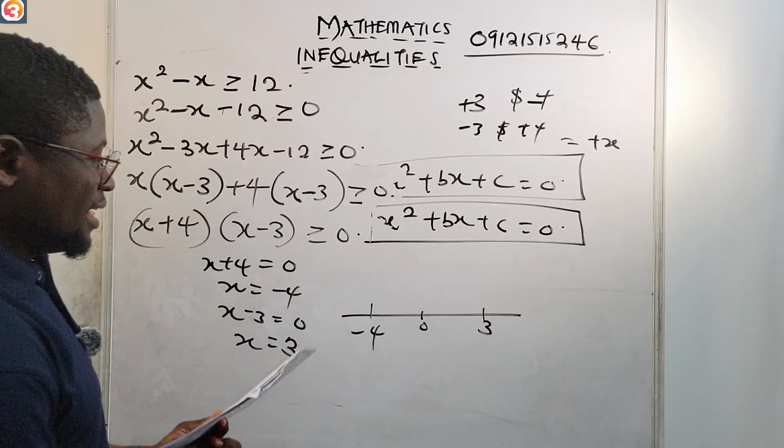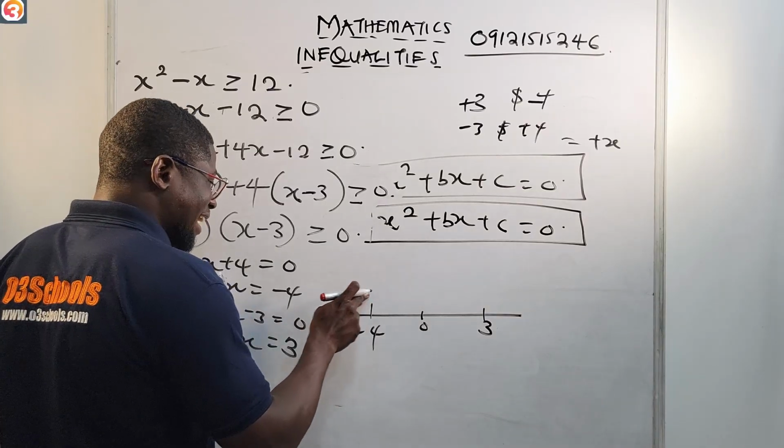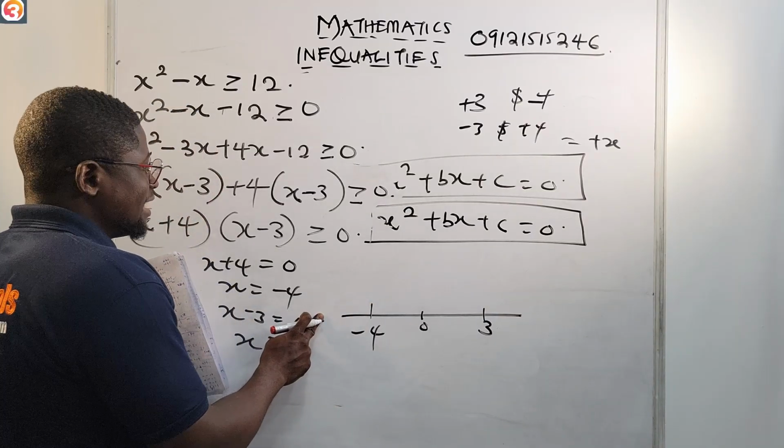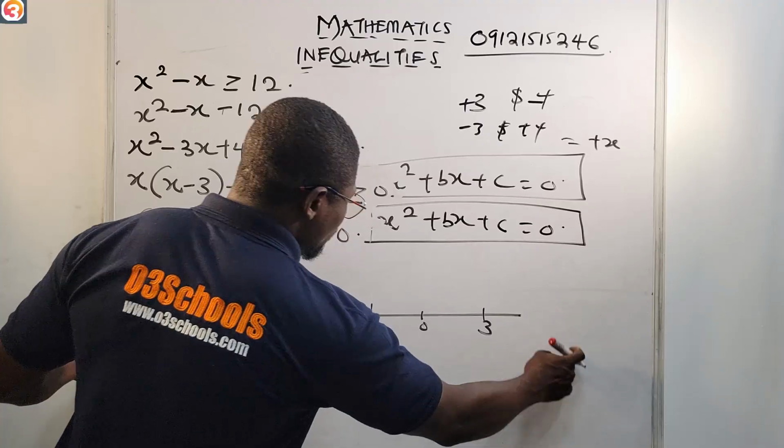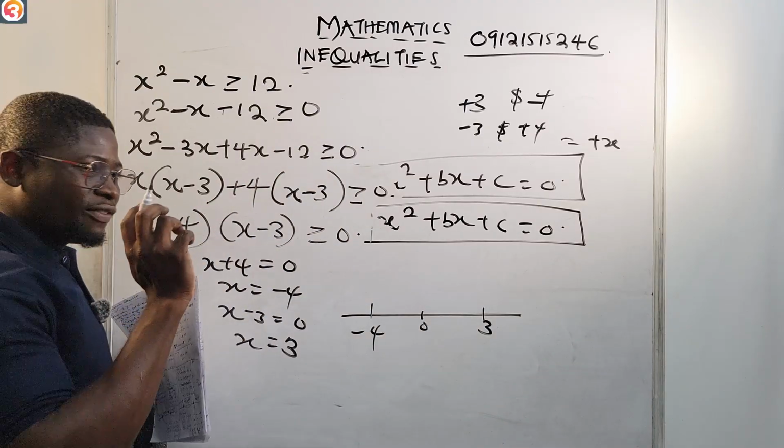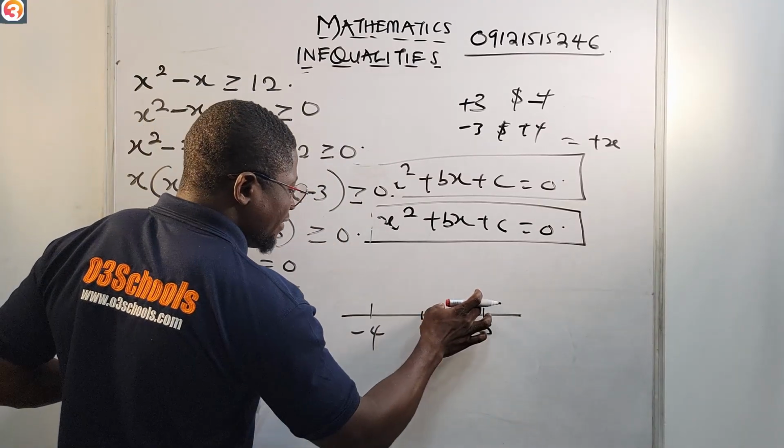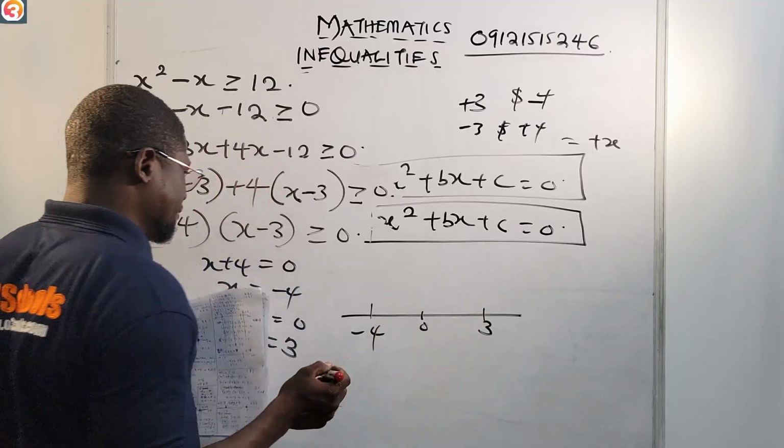The first point represents values that are less than minus 4. The second one represents values that are greater than plus 3. And then the third point represents values that are between minus 4 and 3.